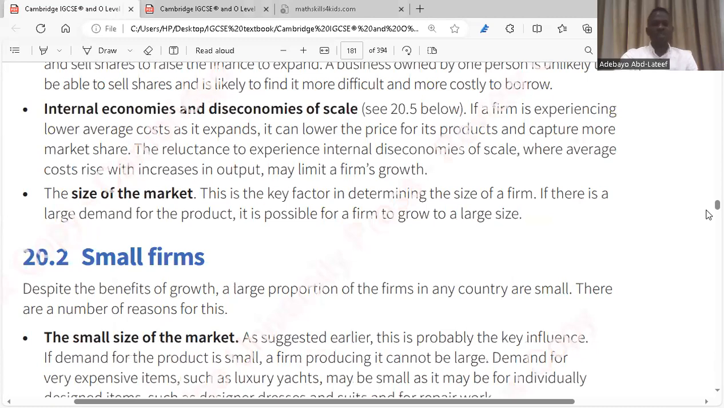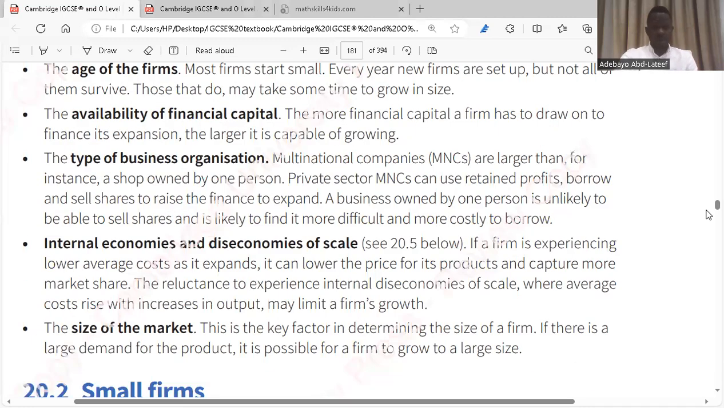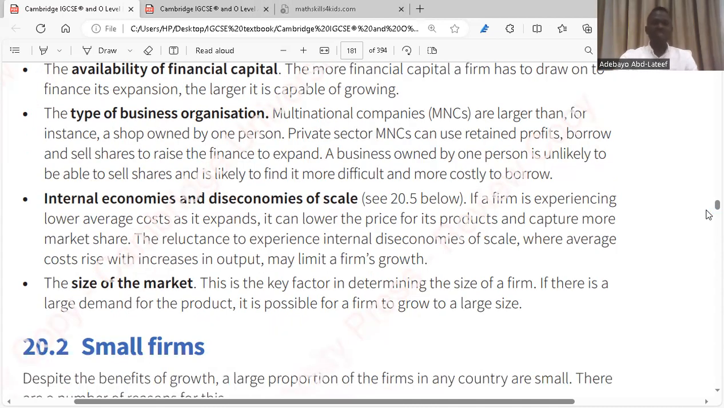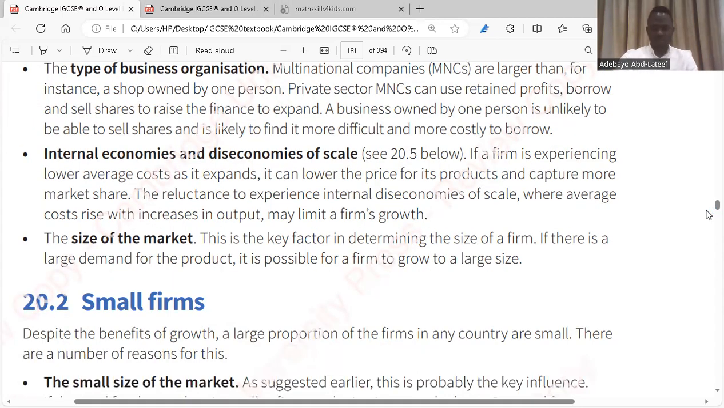So now we continue. We talked about the type of business organization, which means we're talking about the legal structure. Then the next one is internal economies and diseconomies of scale. If a firm is experiencing lower average costs as it expands, it can lower the price for its products and capture more market share. The experience of internal diseconomies of scale, where average costs rise with increase in output, may limit a firm's growth.